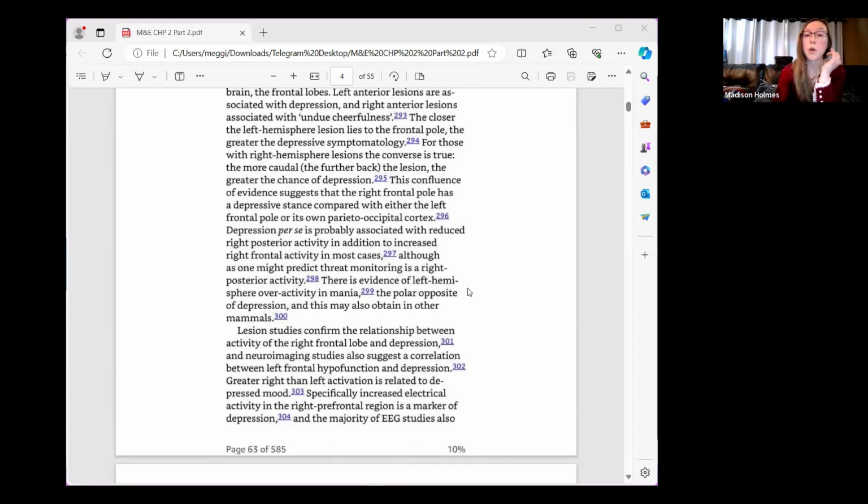Depression per se is probably associated with reduced right posterior activity in addition to increased right frontal activity in most cases. Although, as one might predict, threat monitoring is a right posterior activity. That's right back. There is evidence of left hemisphere overactivity in mania, the polar opposite of depression, and this may also obtain in other mammals.